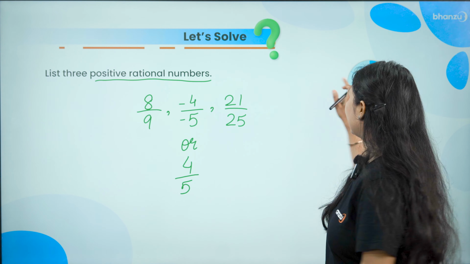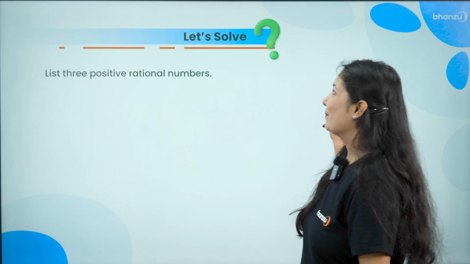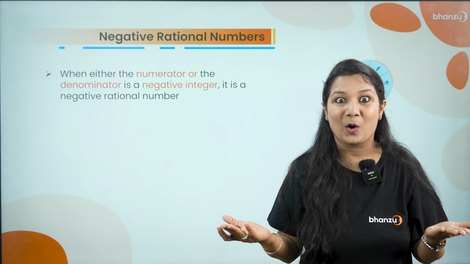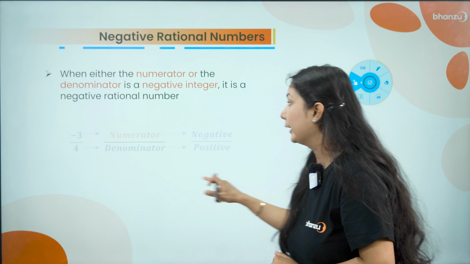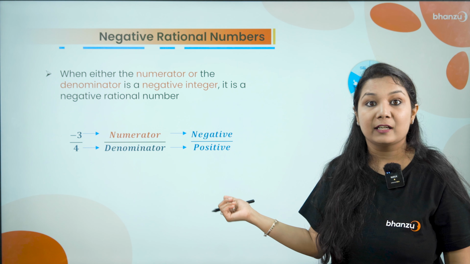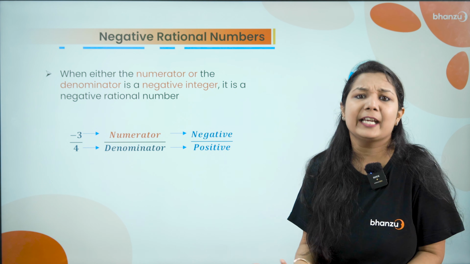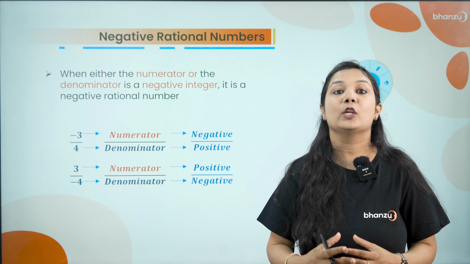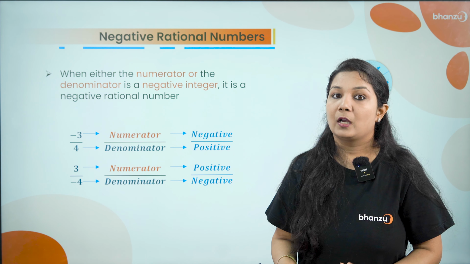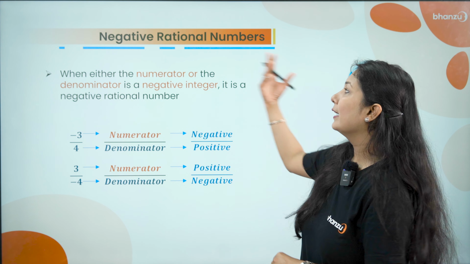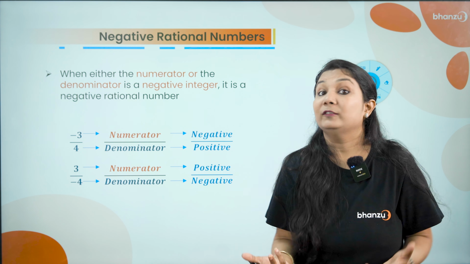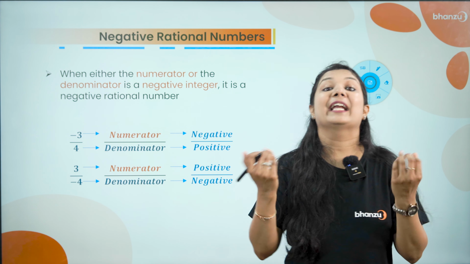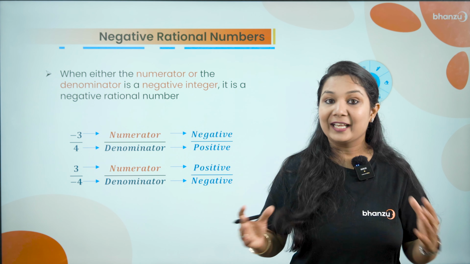Now, what are negative rational numbers? Negative rational numbers are the ones where either the numerator or the denominator is negative, only one of them. Like over here you can see the numerator is negative, so it will come in the category of negative rational number. But if the denominator is negative, then also it comes in the category of negative rational number. Only one of them should be negative to call it a negative rational number. But if both of them are negative, then we call it a positive rational number, because if you solve it, the negatives get cancelled. Clear everybody?